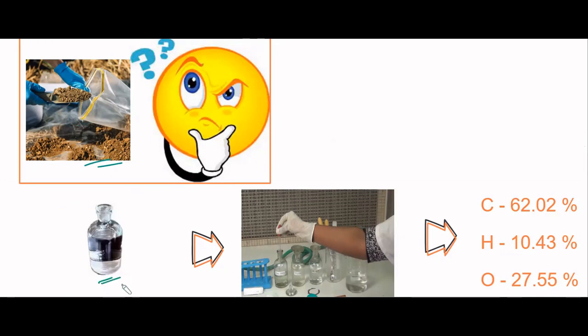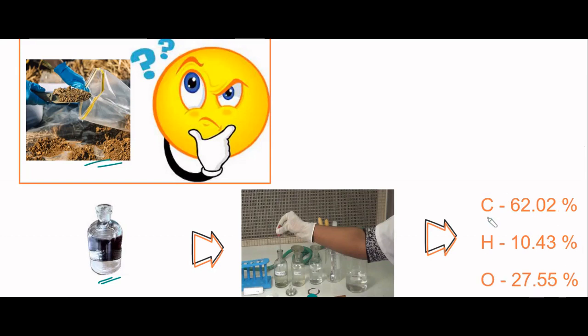Likewise, let's assume that this is the sample we have to analyze. We have got an organic compound there. We don't know what compound it is, what functional groups it has, nothing about it. We just know that it has 3 elements present in it in the ratio 62.02 for carbon, 10.43 for hydrogen, and 27.55 for oxygen. We had calculated it and found it out.